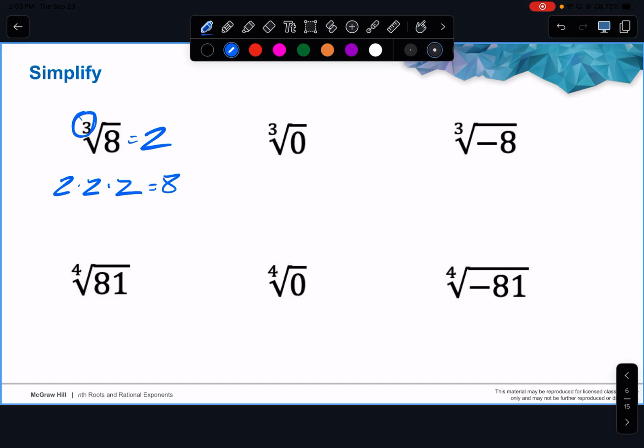Okay. How about the next one? What's the cube root of 0? What's that, Ian? The cube root of 0 is 0, because 0 times 0 times 0 equals what? 0. Okay. How about the cube root of negative 8? Can I have a negative number in there if I have an odd index? Yes, I can, because negative 2 times negative 2 times negative 2 gives me negative 8. So my cube root of negative 8 is negative 2.